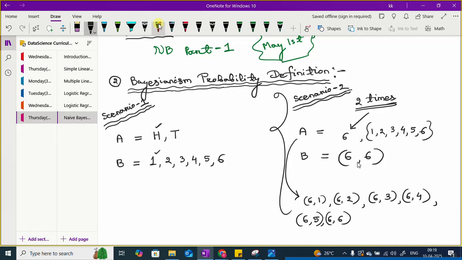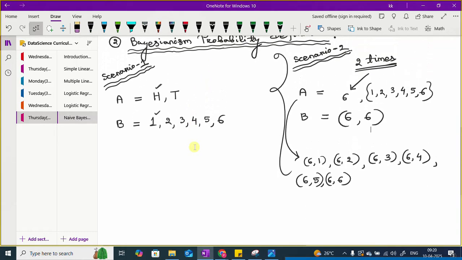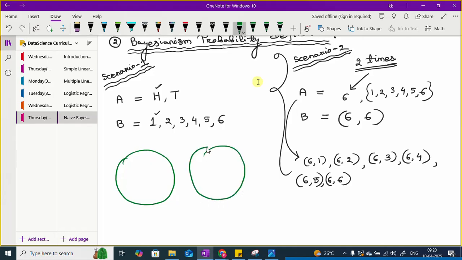Getting my point, guys? So generally what happens, as here in scenario 1, both are playing two different activities. One is tossing the coin, another one is rolling the dice. So I can say A and B are independent events, meaning there is no relationship between them, because this is one game, this is another game. Think about this, this is playing cricket and playing football. Okay, so this is A and B.